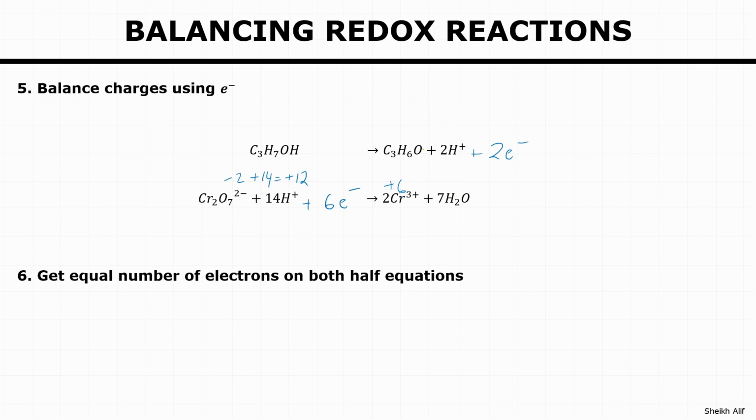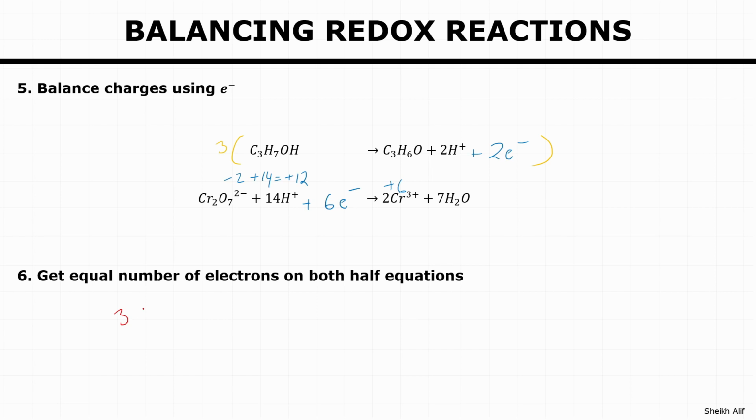So let's make sure both of our half reactions have the same number of electrons before we add them up. The bottom one has 6 electrons, the top one has 2. So if we multiply the top reaction by 3, that should get us 6 electrons, and we can keep the second one the same. So let me write this down.